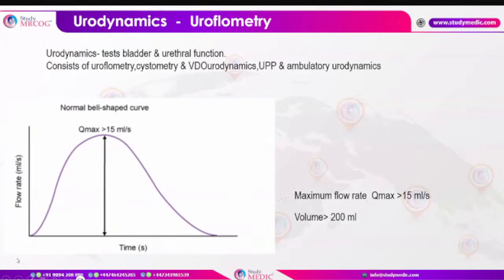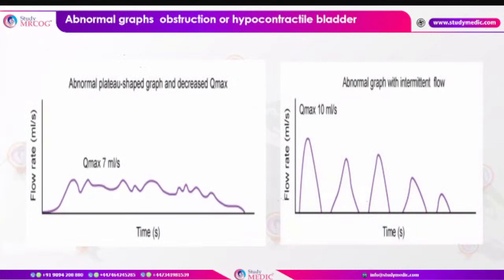So, typically, a normal graph would be a bell-shaped graph like this. Okay, in which this is the maximum flow rate, or it is called as Qmax, and it should be more than 15 mL per second. And this is plotted against time, and this is the flow rate. And you get this typical bell-shaped graph whenever the volume of urine is more than or equal to 200 mL.